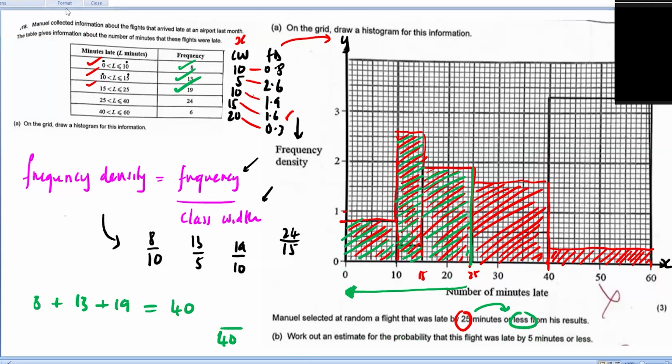And then it says, work out an estimate for the probability that this flight was late by 5 minutes. So let's go and find that proportion for 5 minutes. In fact, you tell me. So that's 10 minutes, that's 5. What is that number of flights there? Let me know. No, hold on. That's 5, but what portion does that represent? How many people fall in that bar? Think about it. Look at the graph, it will help you.